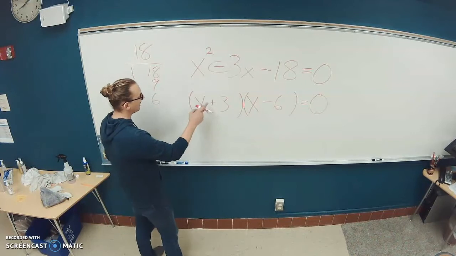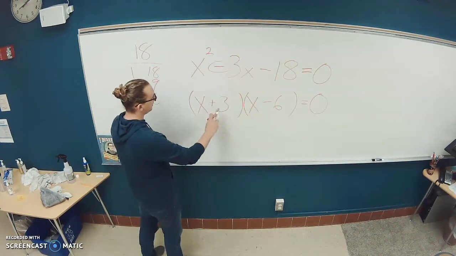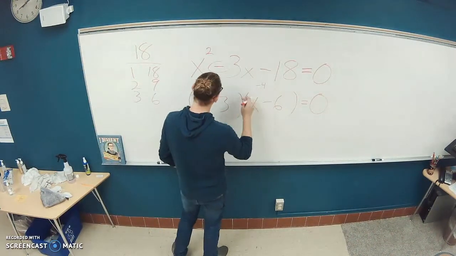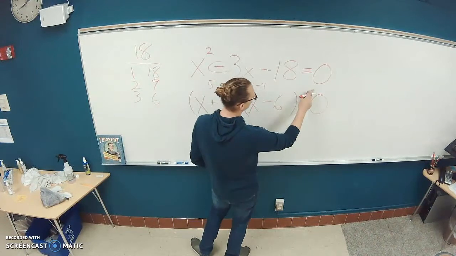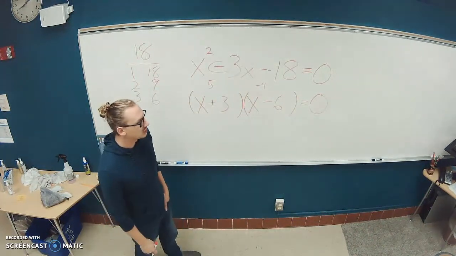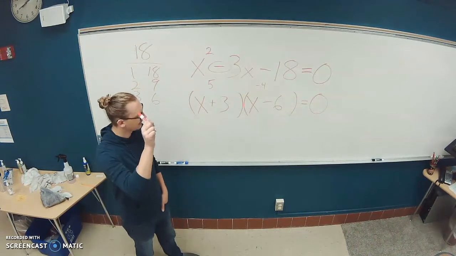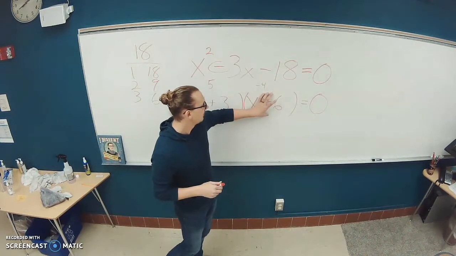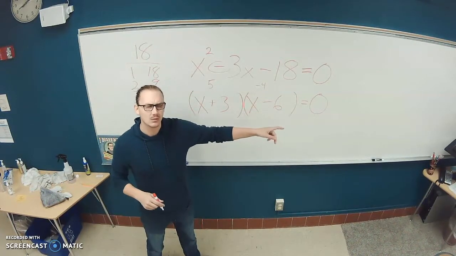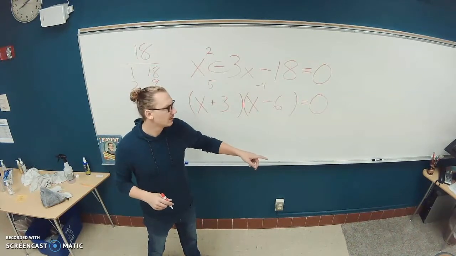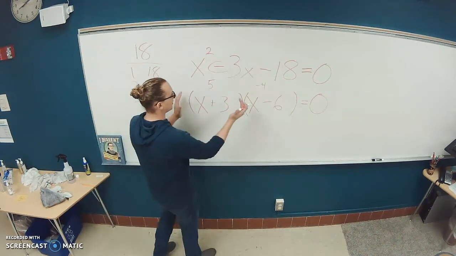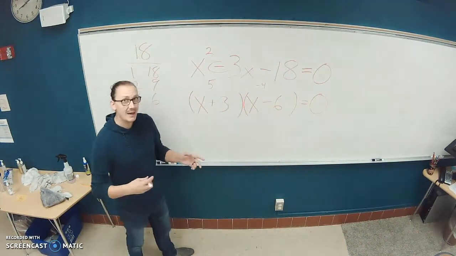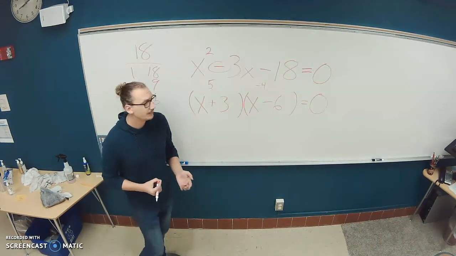If I plug 2 in, because x is 2, 2 plus 3 is 5, 2 minus 6 is negative 4, 5 times negative 4 is negative 20, that's not true. That's not the right answer, because we're trying to get 0. But I know that I'm trying to multiply this to this. And if I'm looking for 0, well, 0 times anything is 0. So if I can get the result of either of these parentheticals to equal 0, it doesn't matter what the other side is. 0 times anything is 0.